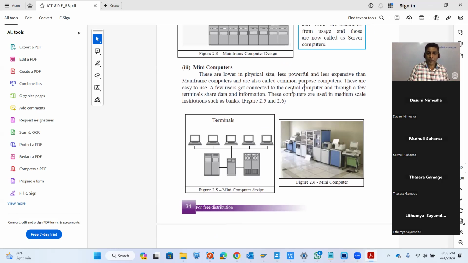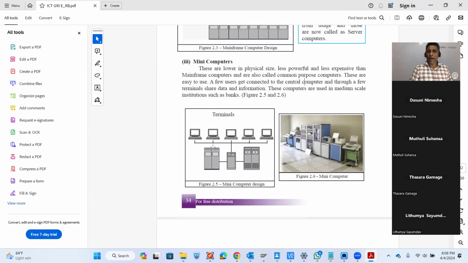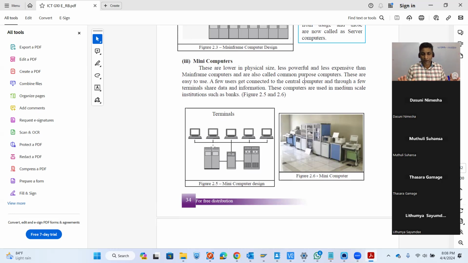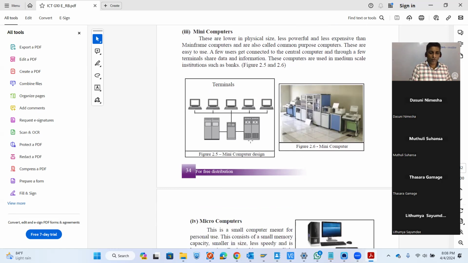Few users get connected to the central computer through the few terminals, share data and information. Why are we connecting terminals? To exchange the information, right? These computers are used in medium scale institutes, such as small banks, not globally connected banks. Small banks, so this is enough, right? This computing power is more than sufficient to perform their work, right?